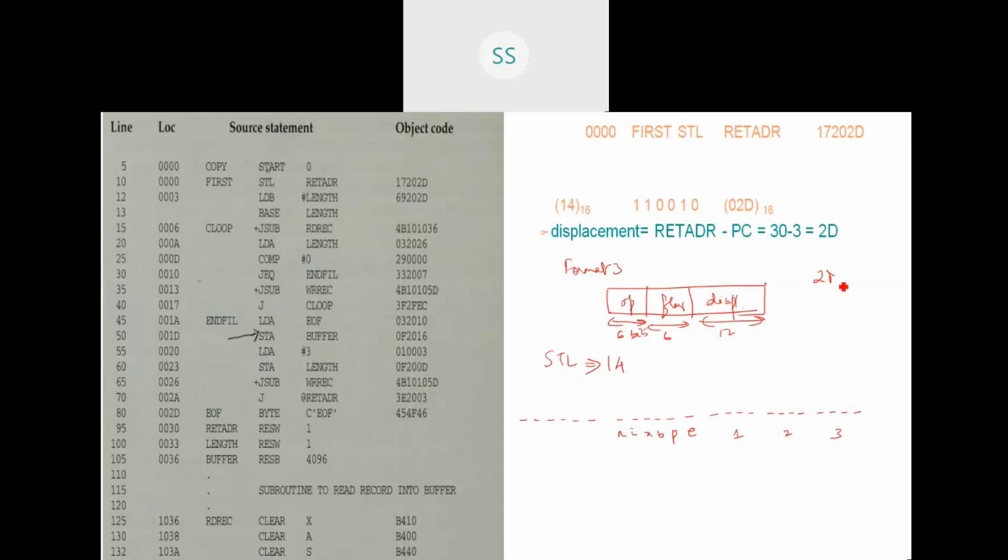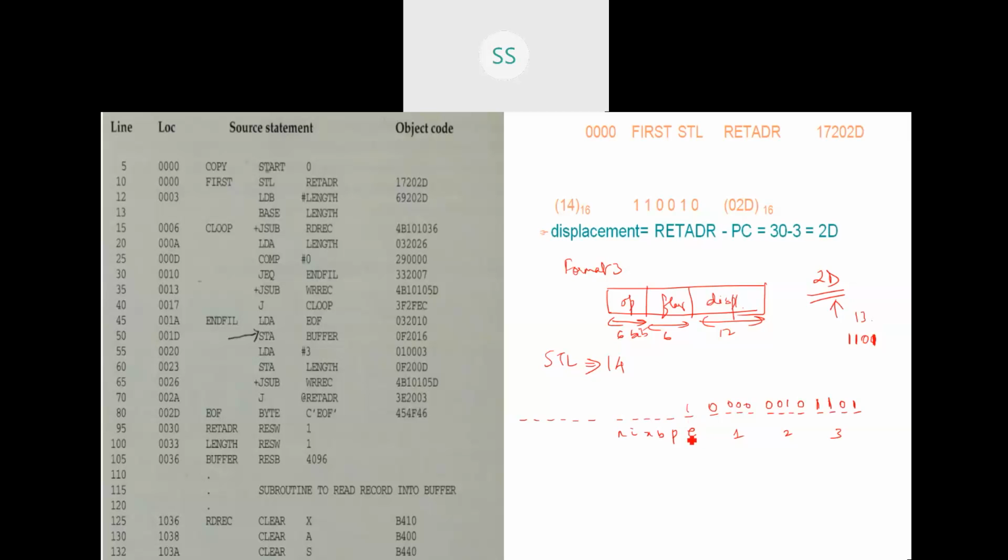The displacement is 2D, and you know the value of D is 13. 12 is 1 1 0 0, so 13 is 1 1 0 1. That's how you remember it. So 1 1 0 1, and 2 is 0 0 1 0. And then for this I have nothing, so I'll put it as 0.